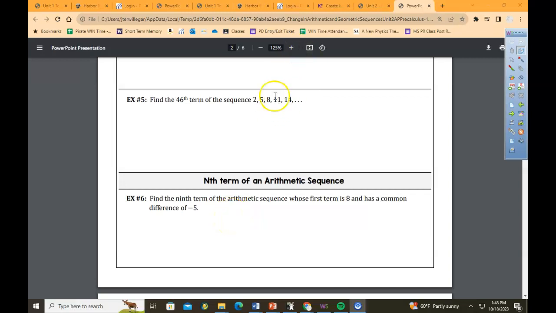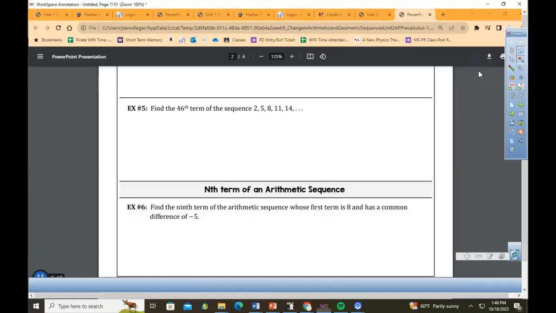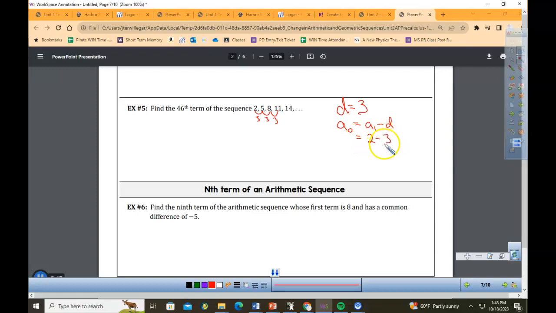All right. Find the 46th term of this. All right. 2 ways to do it. First, let's find our d, our common difference. Well, it looks like we're going up by 3 each time. From that, can I find my a sub 0? Well, I take my first term and subtract from it my d, right? So I do 2 minus 3 is -1. So a sub 0 is -1.